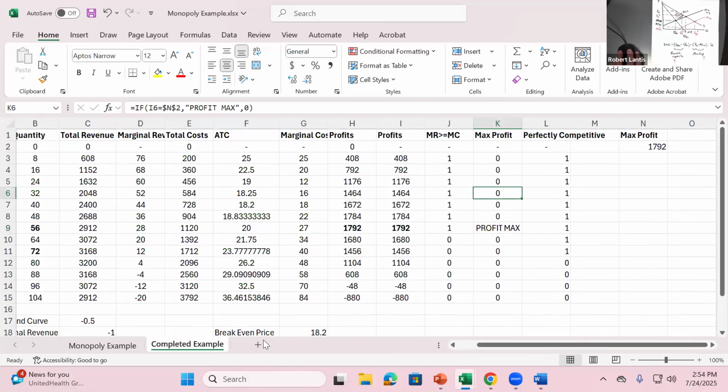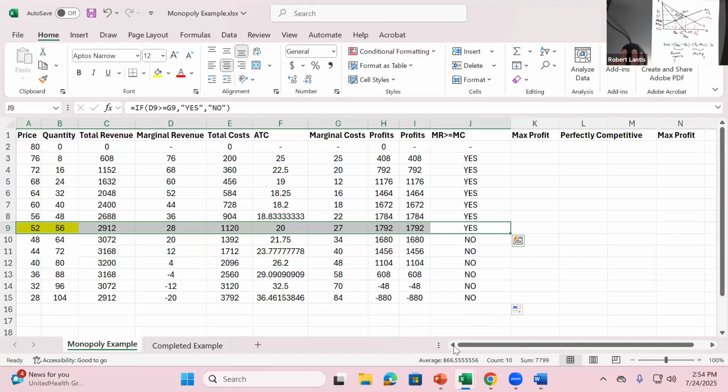Instead of yes and no, I think in the completed one, I put ones and zeros just so you can quickly identify. But I do think it's worth thinking about this as well. So you can identify this price and quantity that maximizes profits. What would the break-even price be? So this is like where would profits be equal to zero?